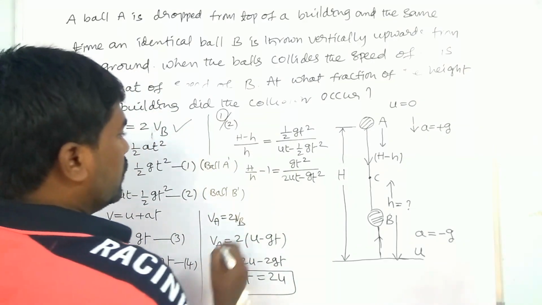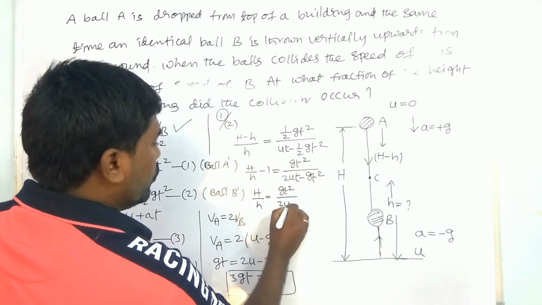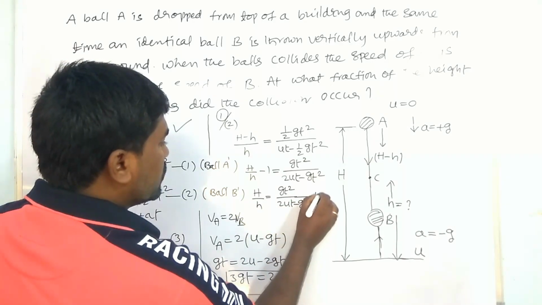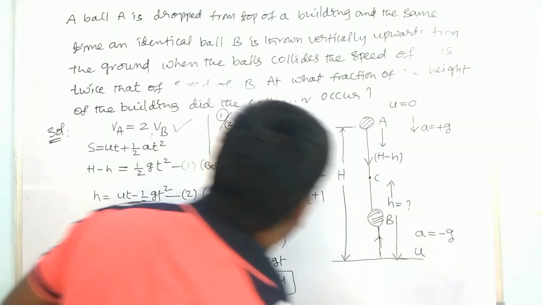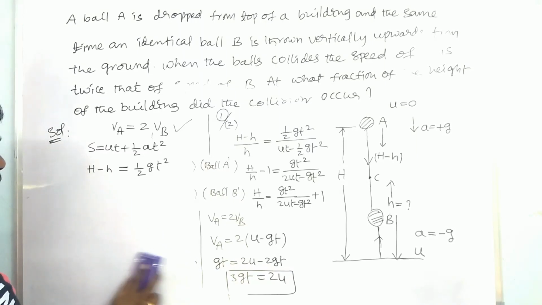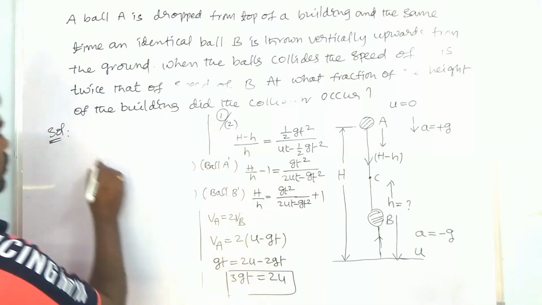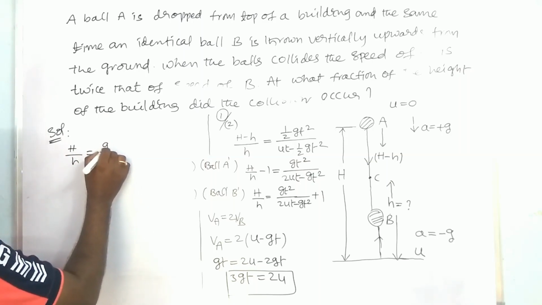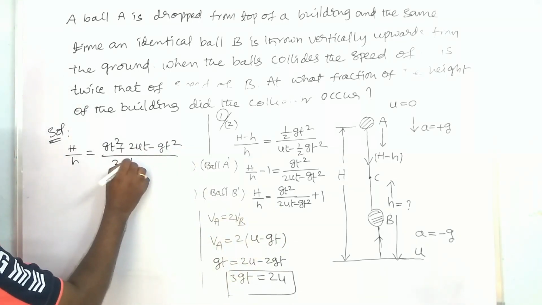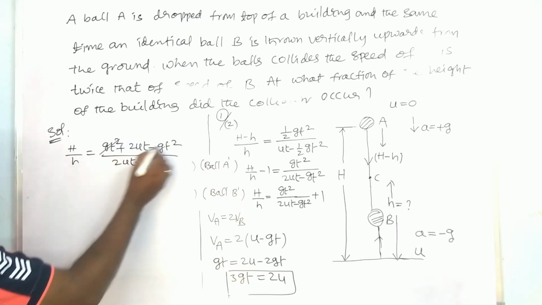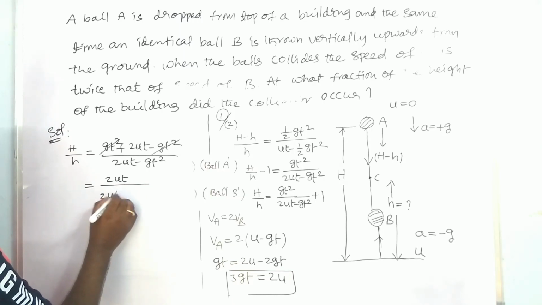Okay, clear? Right. Here H by h is equal to GT square by 2UT minus GT square, and here plus 1. This minus 1 comes to plus 1. So let us take the LCM. From this LCM, H by h is equal to GT square plus 2UT minus GT square by 2UT minus GT square. So GT square and minus GT square cancelled out. It is equal to 2UT by 2UT minus GT square.